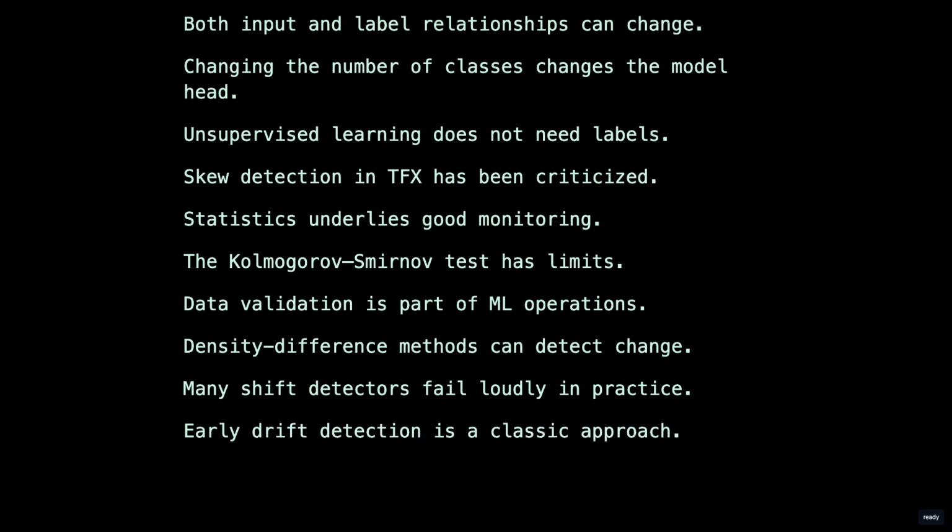Early warning systems matter because they give you time to react before the model degrades too far. The basic idea is to detect unusual patterns as soon as possible, even if the signal is imperfect.